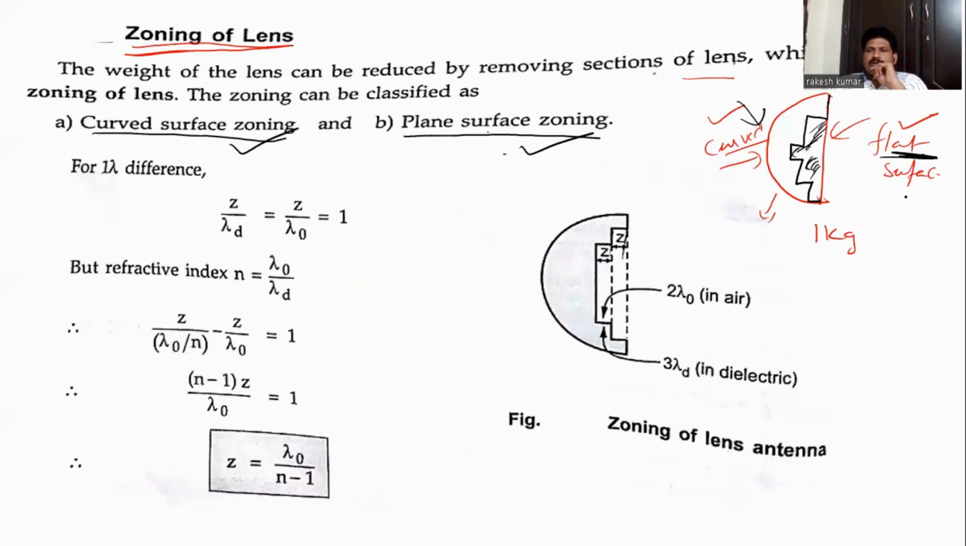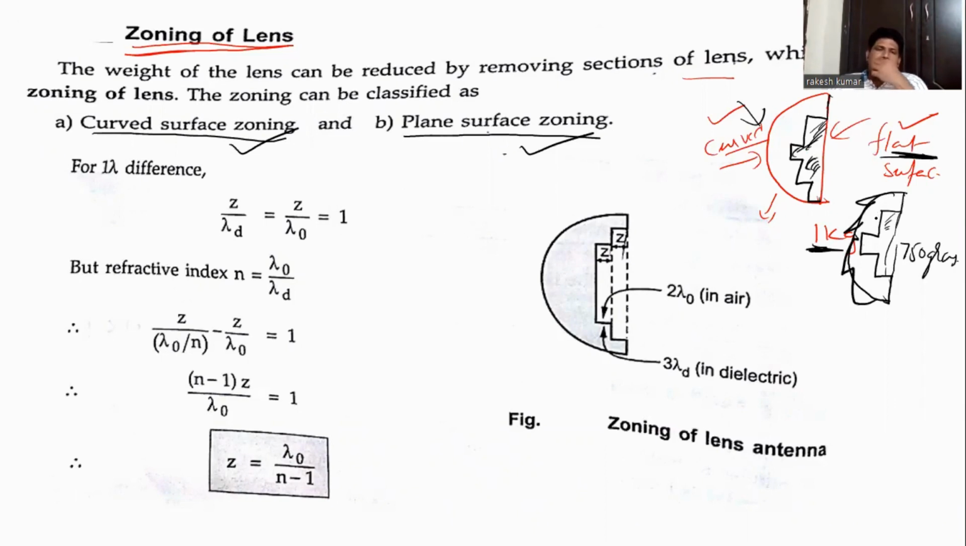After removing that portion, how will my lens antenna become? My lens antenna will become like this. Earlier it was 1 kg, now it is 750 grams. I have removed a portion on the flat side. Similarly, I can remove some portion on the curved surface also.